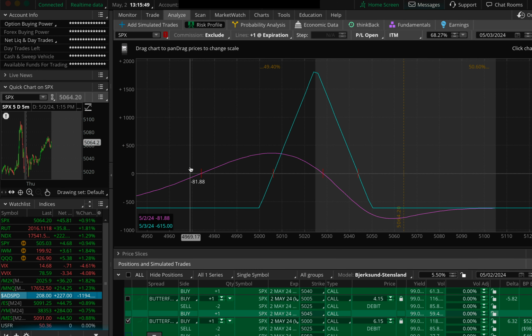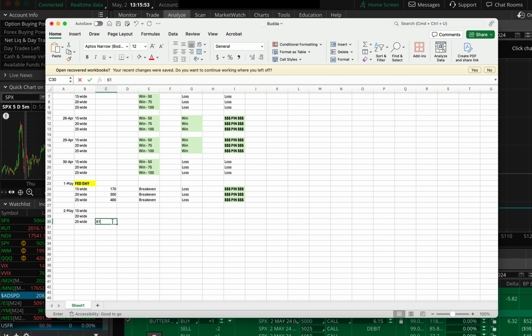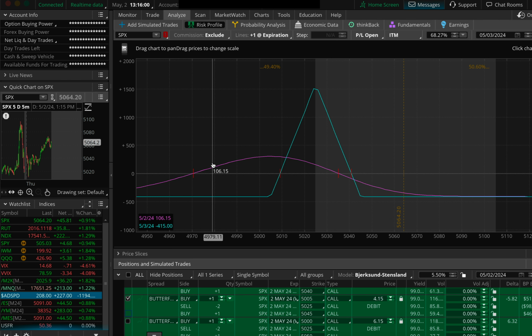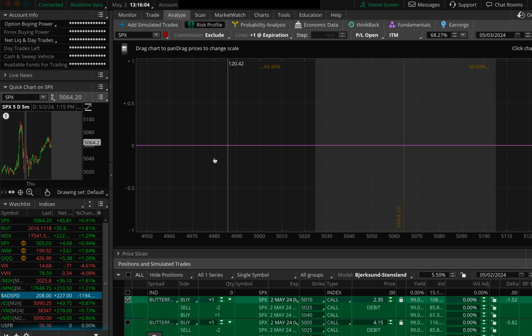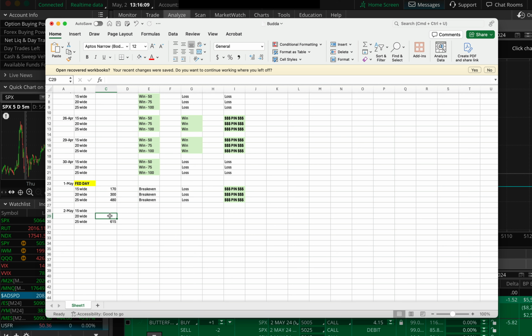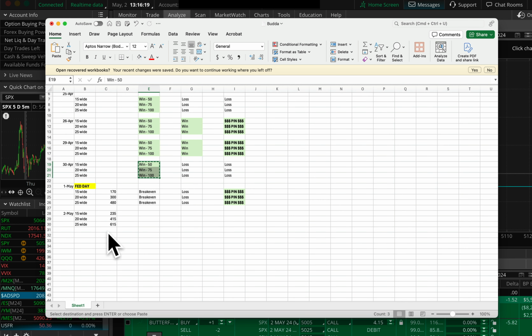So the risk on the 30-point was 615. This is the 20-pointer, it's 415, and the 15 is 415 and 235. Okay. So with the paper trades, these are the paper test trades that we did.